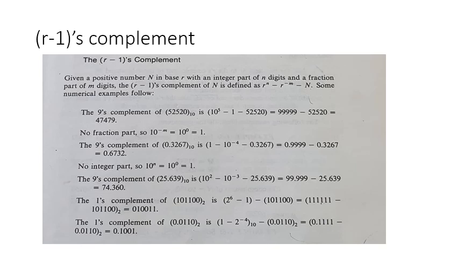So if there's a fractional portion too, here there are 4 digits in the fractional part, so you will write, and there's no digit in the integer part, so you will write 10 raised to power 0 minus 10 raised to power minus 4 minus this number. For this, 10 raised to power 2 minus 10 raised to power minus 3 minus this number. The same rule applies for the 1's complement in case of binary numbers.